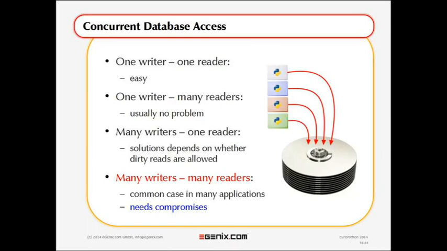Concurrent database access is very important if you have multiple processes accessing your database. For example, if you have a web application, because of the GIL, you would normally want to have multiple processes set up to talk to your database. So it's important to think about how the databases deal with the problem of concurrent access. You have typical setups, which I've written down here. The most typical one is, of course, many writers, many readers, so there's no real special case that fits the common case. You definitely need to make compromises in these setups.